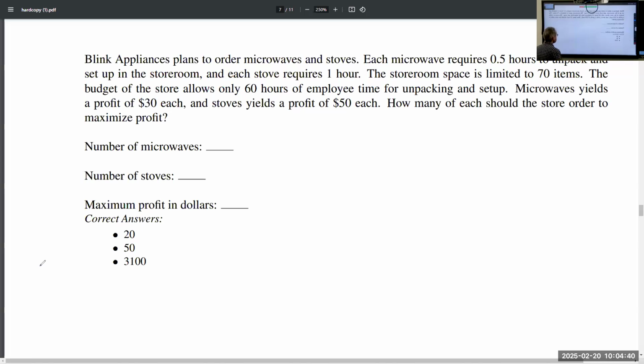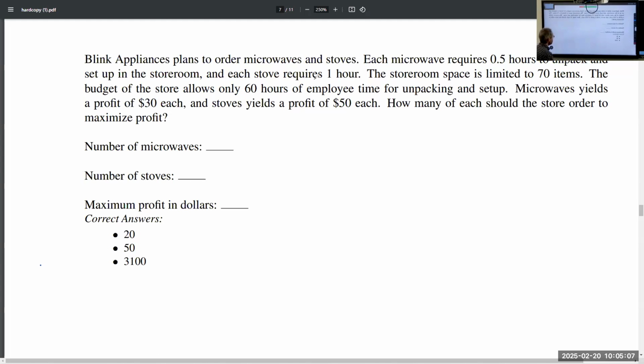Appliance store plans to order microwaves and stoves. Double check that I'm projecting that. Each microwave requires half an hour to unpack and set up in the storeroom, and each stove requires 1 hour. The storeroom space is limited to 70 items. The budget of the store only allows for 60 hours of employee time for unpacking and setup.